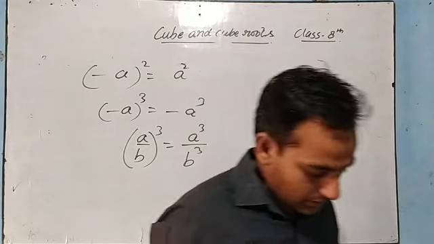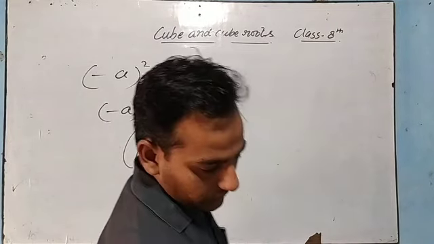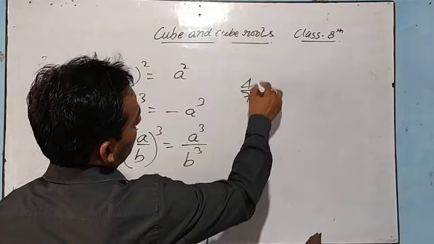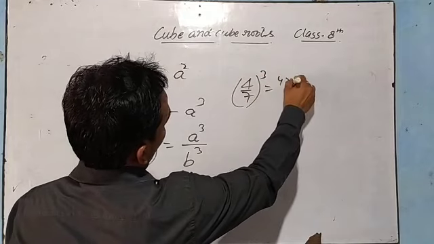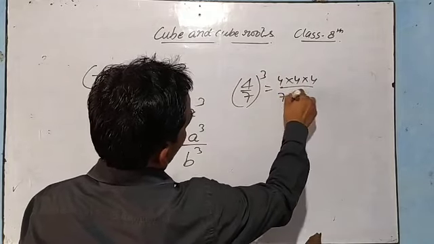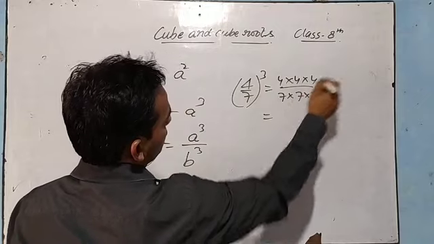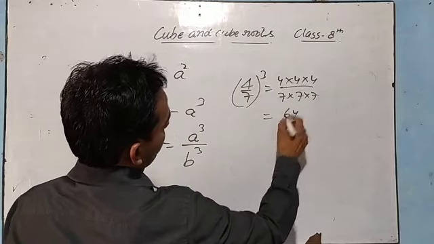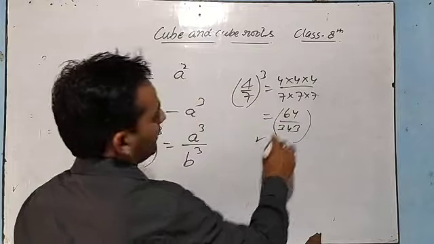Okay. And now, if we have to get the cube of 4 by 7, so 4 multiplied by 4 multiplied by 4, upon 7 multiplied by 7 multiplied by 7. So cube of 4 is 64, cube of 7 is 343. This is the answer. Okay.